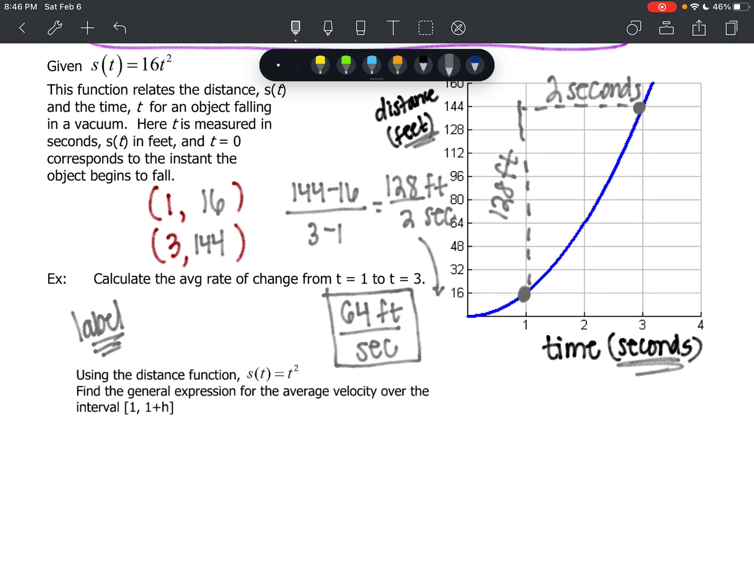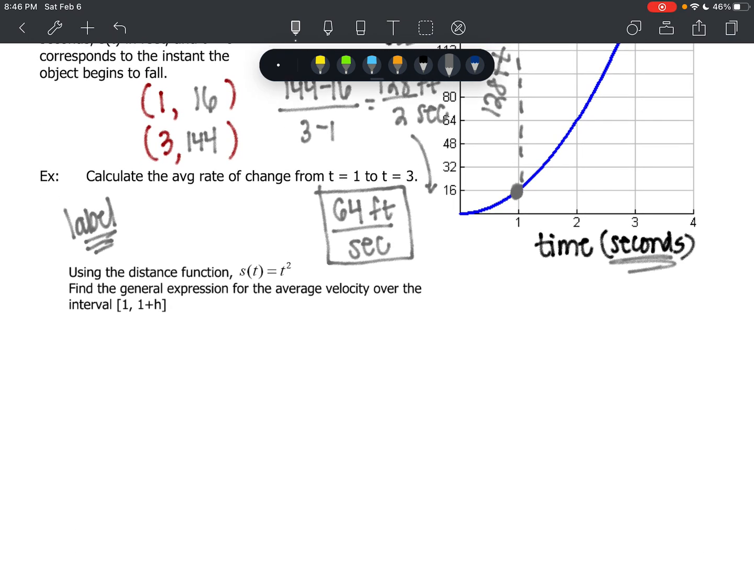Now in the next video, we're going to work with a function, and then we're also going to take it a little bit further into talking about the difference quotient. So I look forward to seeing you in the next video.